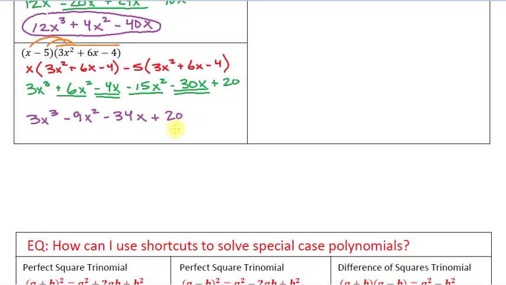So 3x cubed minus 9x squared minus 34x plus 20. Looks good. Let's put a circle around our final answer. All right. So that shows you how to multiply polynomials. I'll start a new video and go through the word problem that's on the right.